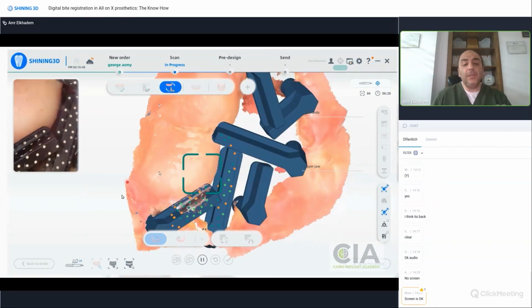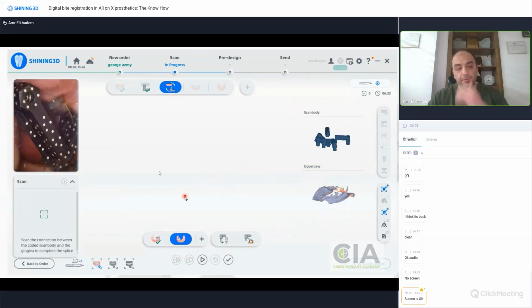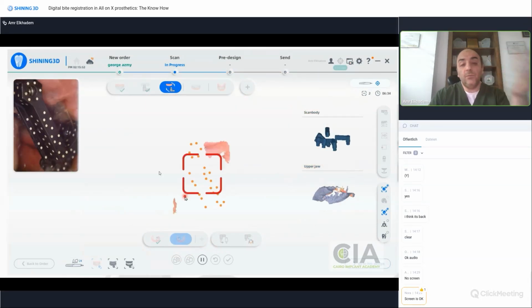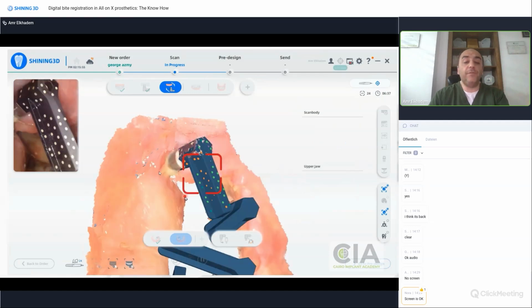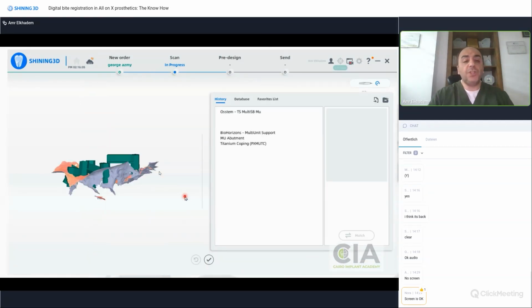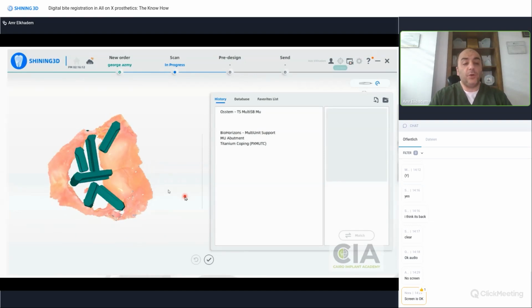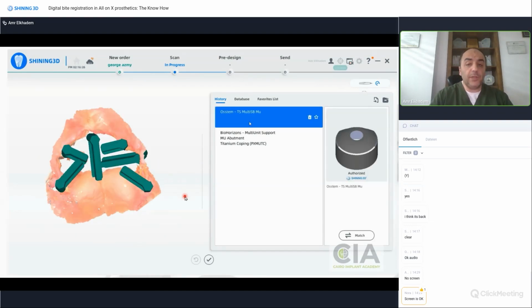We are just scanning part of the scan bodies and part of the soft tissue just to align them together. And eventually, when I finished, I'm now having a good scan for the case. And I go to the next step, which is identification of the implants. So I'm just changing the connection to the required implant connection.